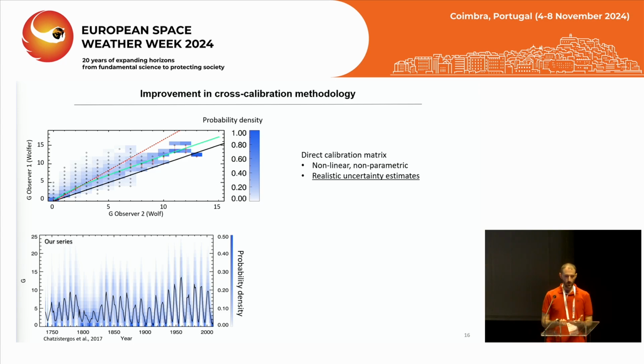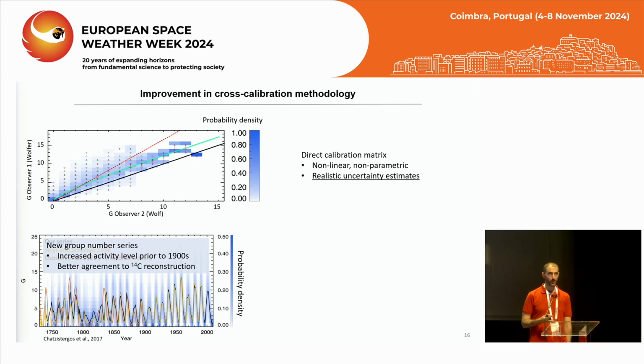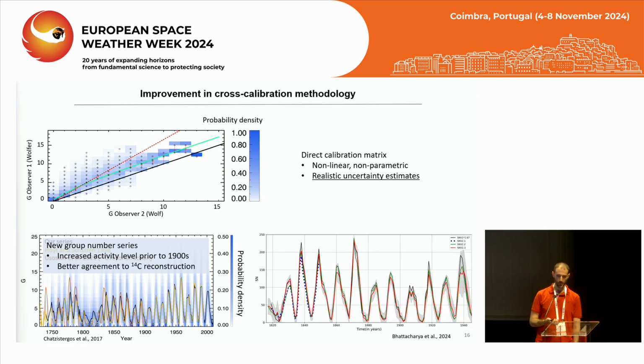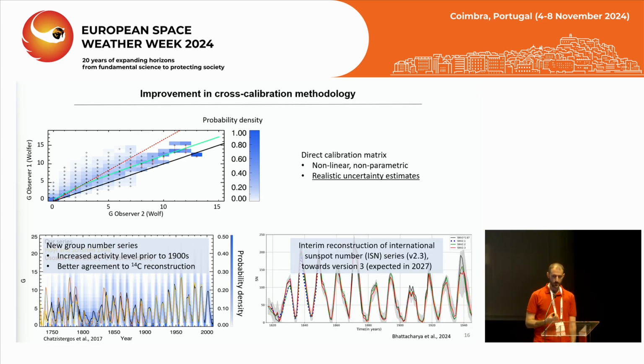And we applied that to all observers we have back to the 1700s. You can see, compared to the previous group number, that our update of the series shows that the activity level before 1900 was a little bit higher than what the Hoyt and Schatten one was showing, but also that we get a better agreement with the reconstruction based on the carbon-14 data. And here I need to say that this methodology has also been used to recover the sunspot numbers, the international sunspot number series, for an interim reconstruction. It's called version 2.3, which is hopefully going to lead to version number 3 in a few years from now.